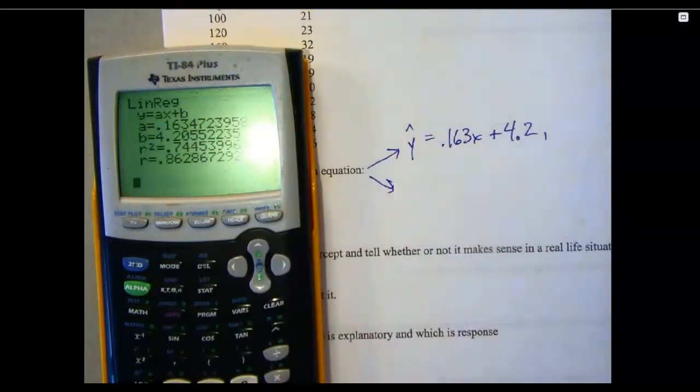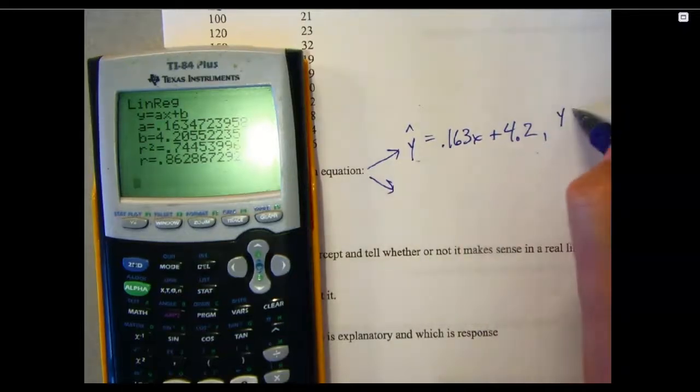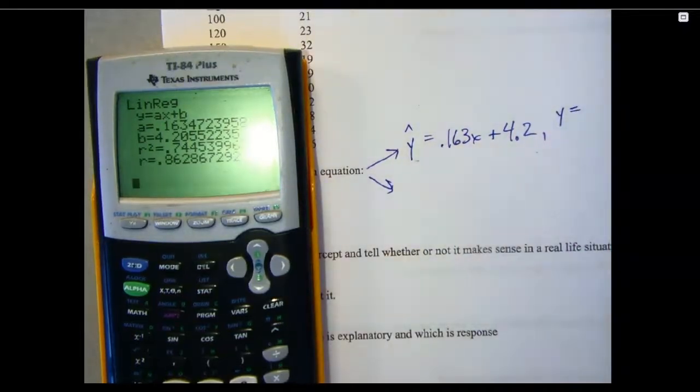Is that good? Alright, so if we lack context, I don't know what this means. What are you telling me? What's y? What's x? So there's two ways you can do it. Over here, after you wrote your equation, you can say y equals, is it the ACT score or IQ that is y?